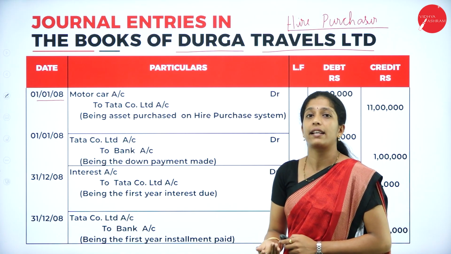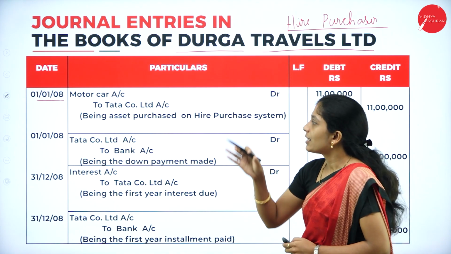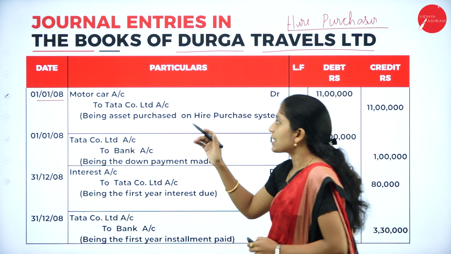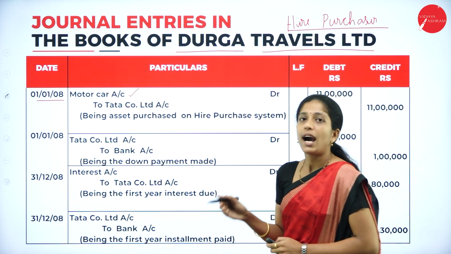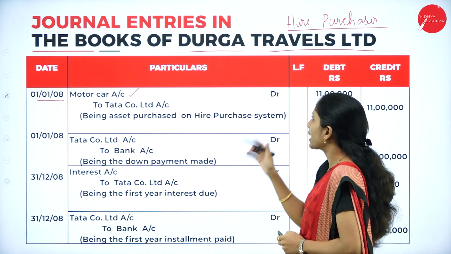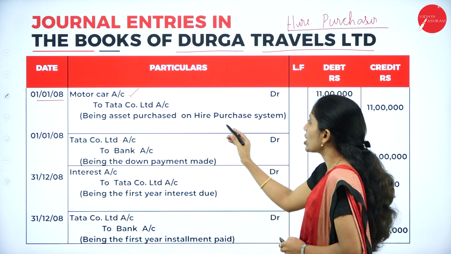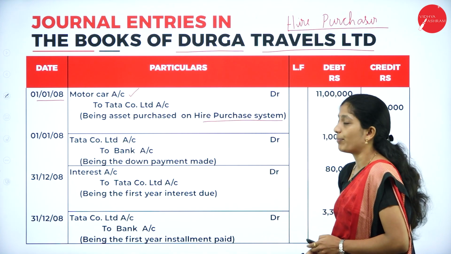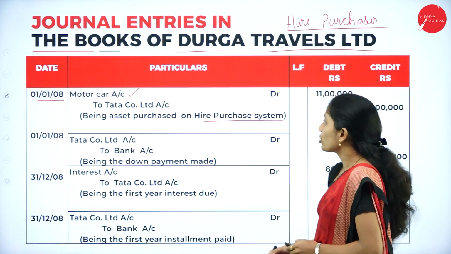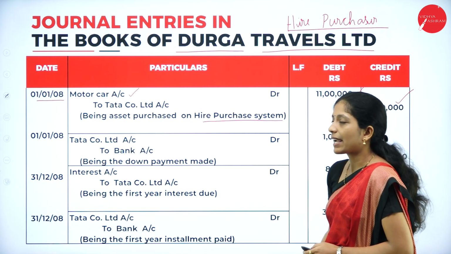Now who is the hire seller here? Tata Company Limited account. So your entry is asset account debit to hire seller account. Your asset is motor car, to hire seller, who is Tata Company Limited. So motor car account debit to Tata Company Limited account, being asset purchased on hire purchase system. Now what is the actual value of asset? It is 11 lakh. So write this 11 lakh. Clear?